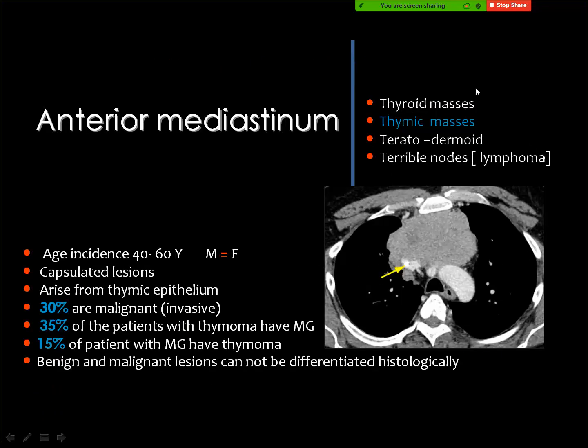These are the anterior mediastinal masses: the thyroid mass, thymic mass, teratodermoid, and lymph nodes or lymphoma. Actually, the thymoma is located between the aortic arch and the sternum in a particular location, and there are two types, the usual thymoma and the invasive one, which can invade the superior vena cava.